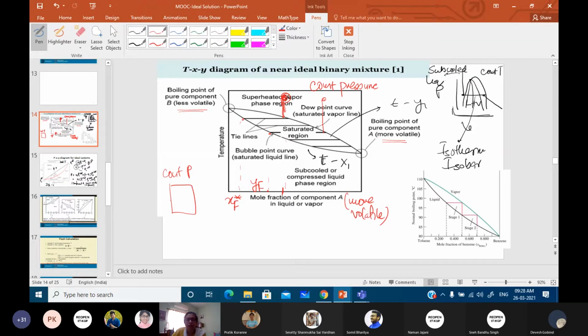So therefore, we do not have a definite boiling point or a definite condensation temperature of a binary or a multi-component mixture. It definitely lies between the boiling point of the more volatile and the less volatile component. But what will be the exact temperature at which change of phase will start, that definitely depends upon the composition of the binary mixture or the multi-component mixture with which we have started.